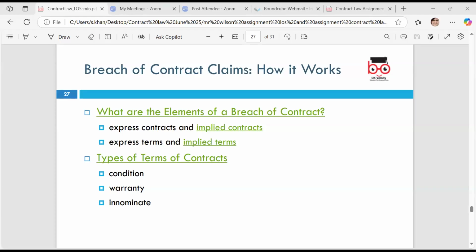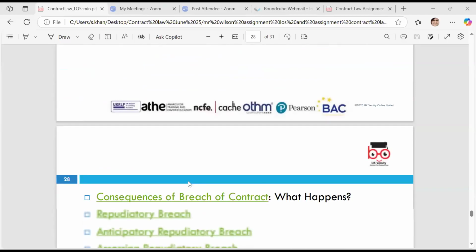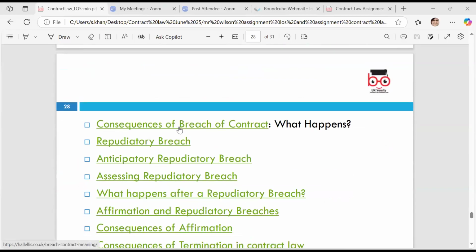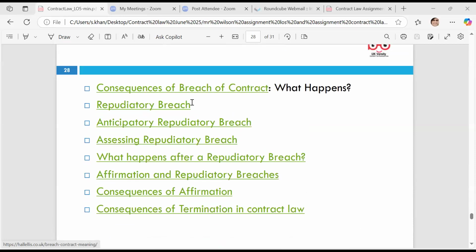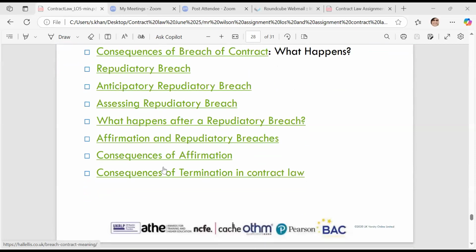So the elements they must look at are implied and express terms, and also types of terms of a contract: condition, warranty, and innominate terms. So these are some of the links that you could look at in regards to getting information on any of them. You just have to right click them and have a look at each one.